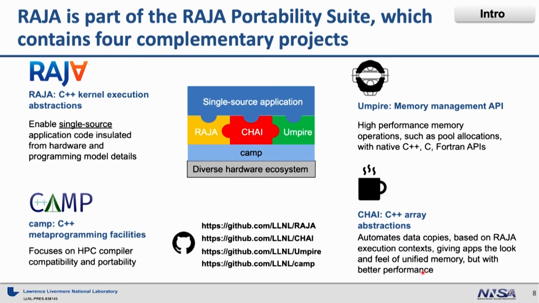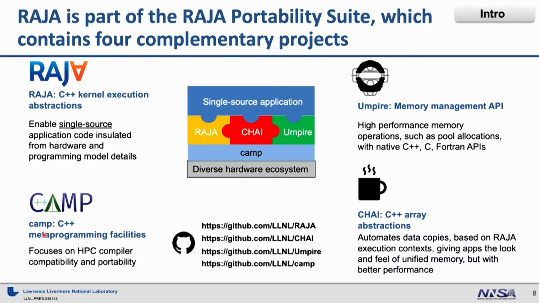Raja is actually a piece of the Raja portability suite. The Raja portability suite has these 4 different repos in it. Raja itself is one. Umpire over here allows you to manage your GPU memory and other memory. And then if you want automatic data movement between the CPU and the GPU, you can use Chai with that as well. And then all of these sit on top of CAMP. CAMP is just a library of metaprogramming tools that all three of these codes use.